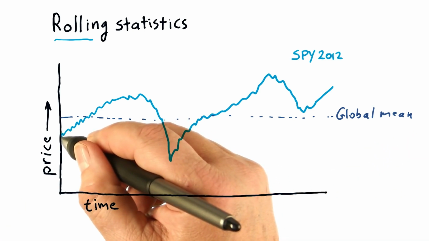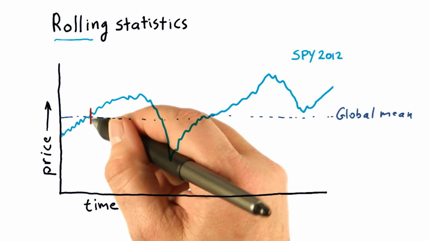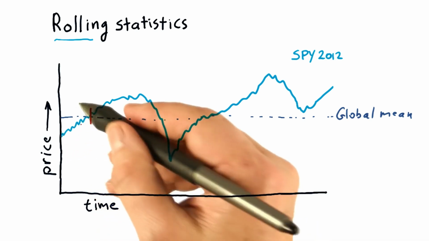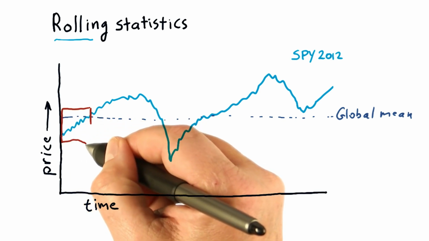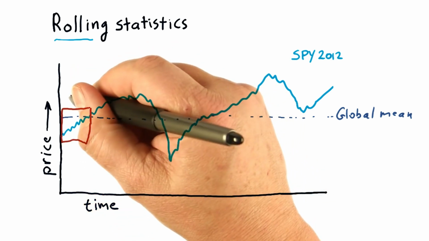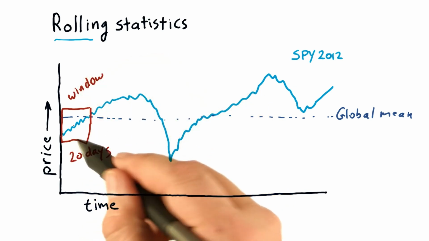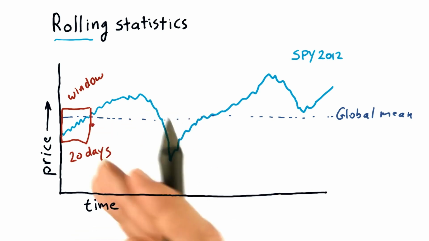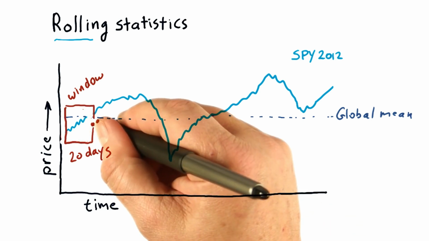We go, starting from here, 20 days, it's right about here, and then we take the mean of all that data behind us. We can draw a little box around that. This is called the window, and in our case it's 20 days. So we average all these values and we get one mean, which is this point. We then move the window forward one day and we take another mean. Here's our next mean, which is a little bit higher.